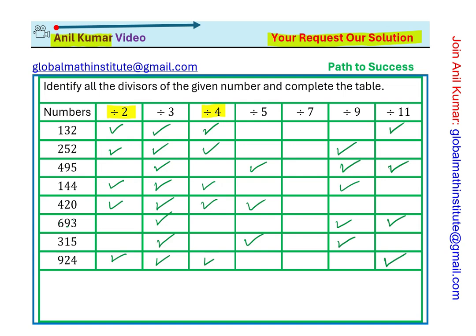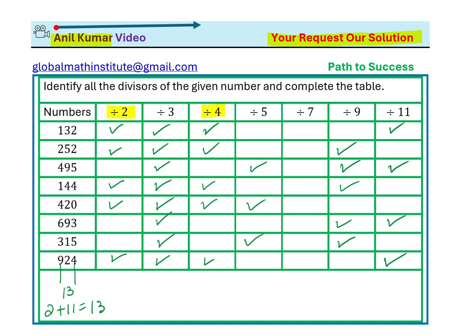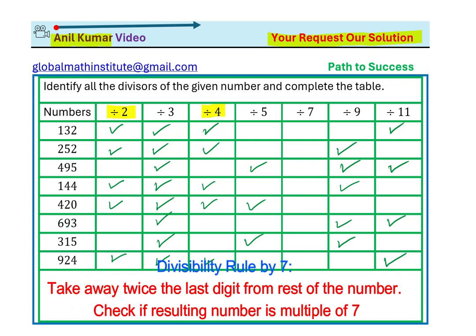You may check at this moment why it works. See, if I add 9 and 4, it is 13, right? And 2 plus 11 is also 13. So therefore it works. You understand? The rule of 11, it could be the same or a multiple of 11. So that is how it works. So that is true. Now let's get to the main challenge, and that is the divisibility rule by 7.